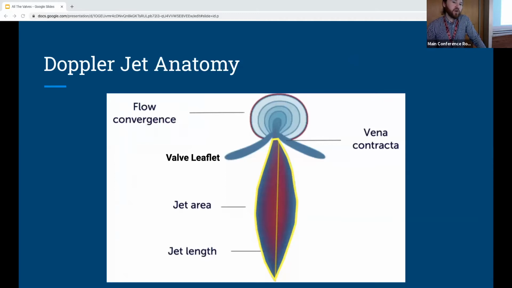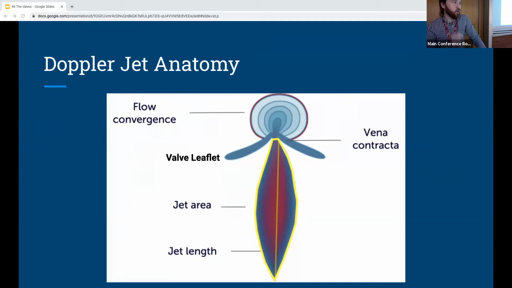We all kind of know the jet itself, which is defined by the jet length and the width. Together, that makes the area. And the total jet area correlates with the volume of the flow behind it, either the regurg volume or the stenotic volume. The things that I found interesting were that at the level of the valve leaflet, there's a narrowing, which is the highest velocity section, and that's called the vena contracta.